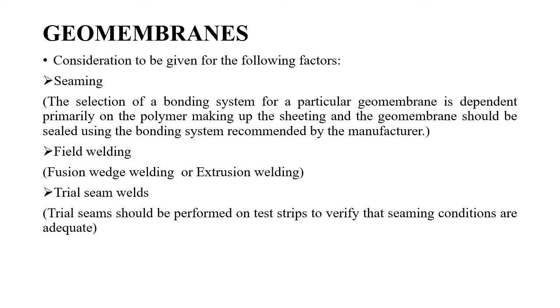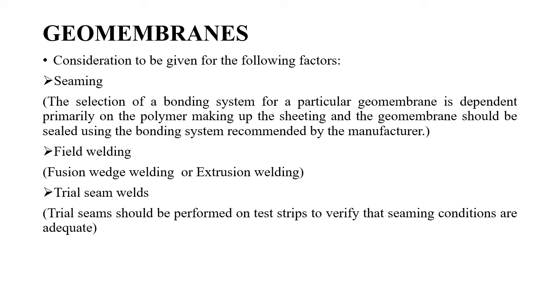Field welding can be done either by means of fusion welding or by means of extrusion welding. Fusion wedge welding is actually the primary method of joining two adjacent overlapped geomembranes. The fusion wedge welder creates a fusion weld by heating the facing overlapped surfaces and then pressing them together while in the molten state. That is what is meant by fusion wedge welding in the field.